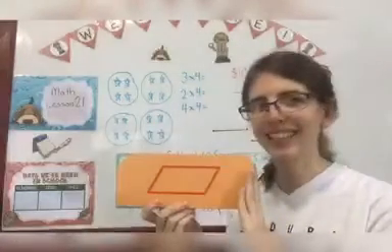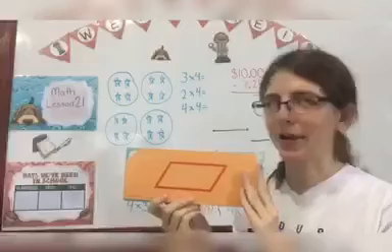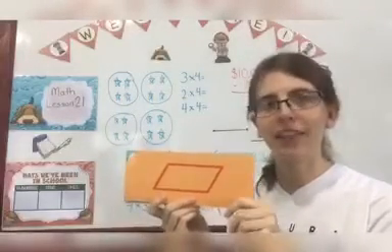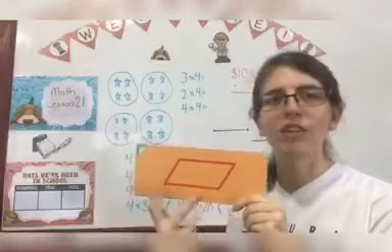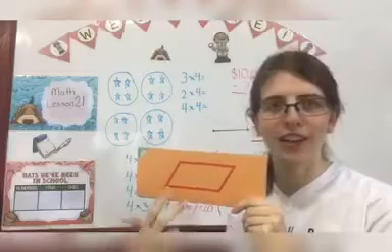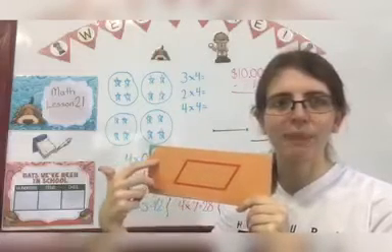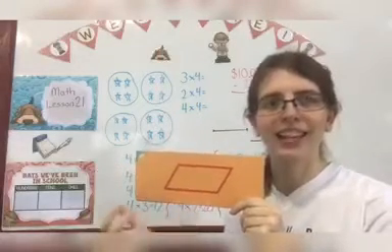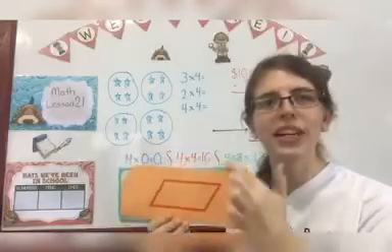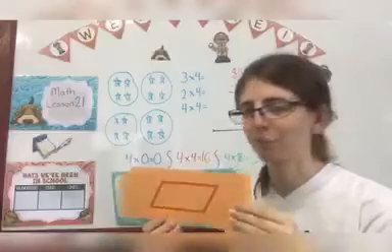This shape is a parallelogram. Very good. And remember what's special about a parallelogram. It has two sets of sides that are parallel to each other. So this set is parallel and this set is parallel, meaning they will never cross each other if you were to keep drawing the sides.